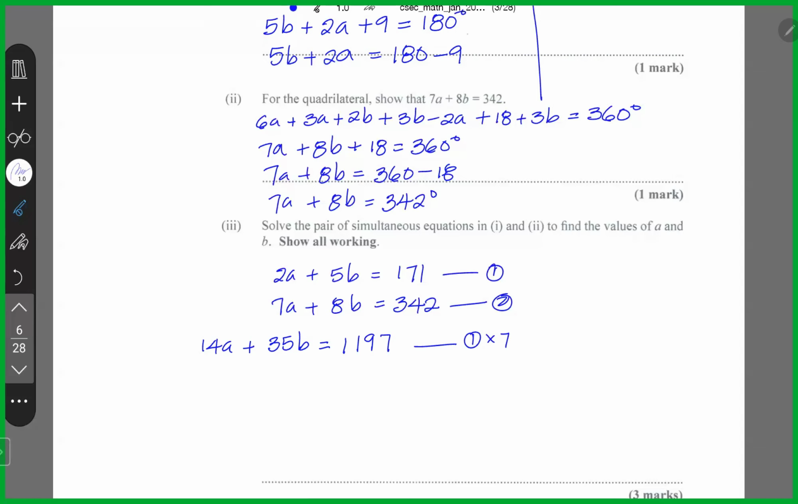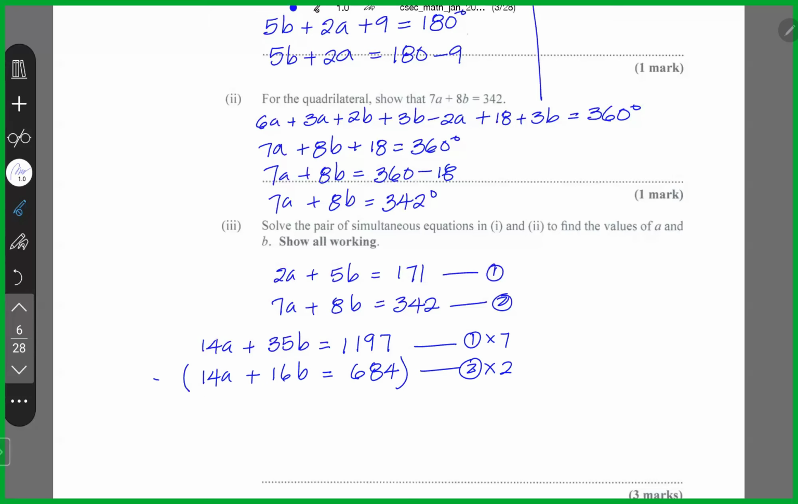Then I'm going to multiply equation 2 by the number in front of A in equation 1. I'm going to multiply equation 2 by 2. 2 7s, 14A, 2 8s, 16B, 2 times 342 would be 684, equation 2 times 2.